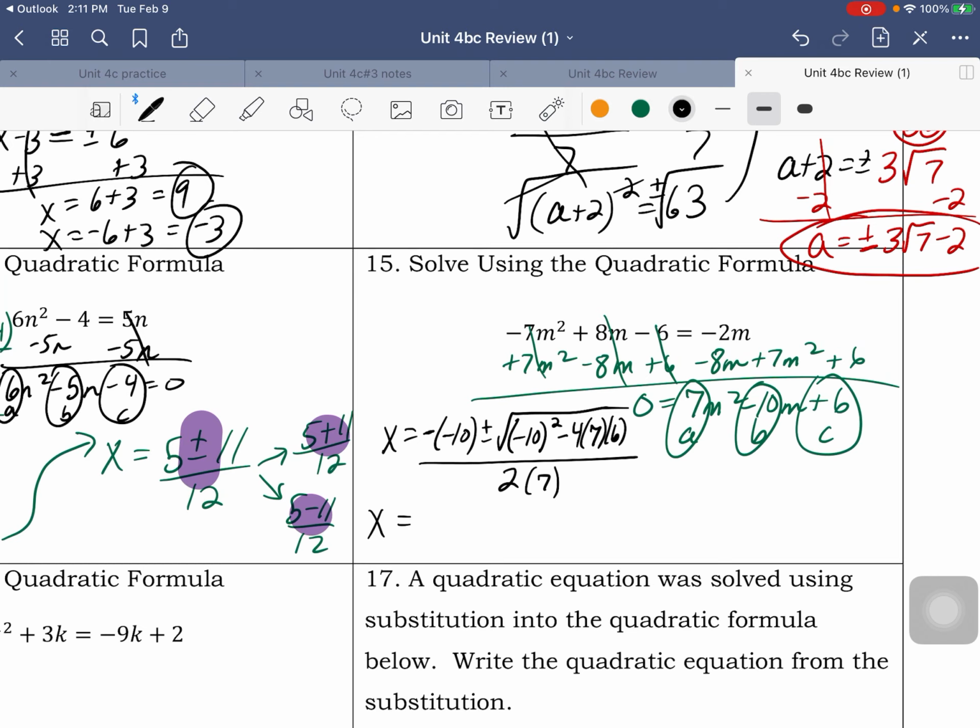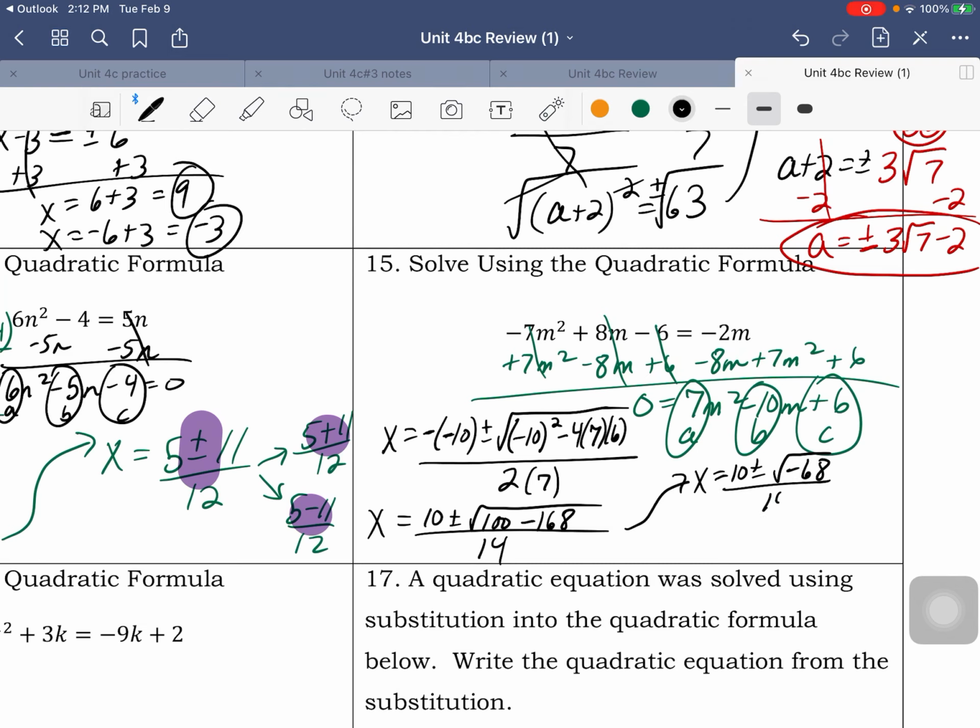So the opposite of negative 10 is a positive 10. Negative 10 squared is 100. 4 times 7 times 6. Let's do that in the calculator. So 4 times 7 times 6 is 168. Minus 168 over 14. X equals 10 plus or minus the square root of 100 minus 168, which is a negative 68.